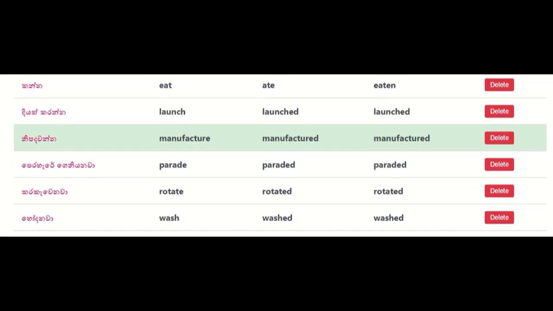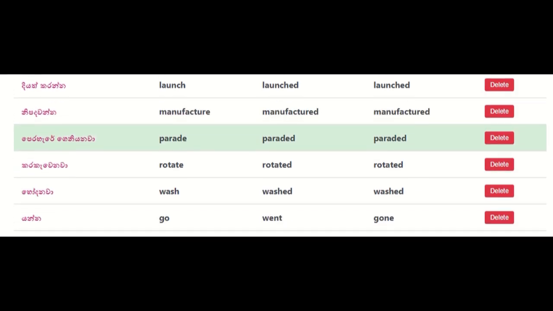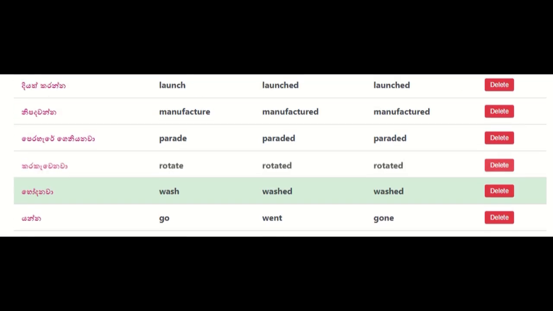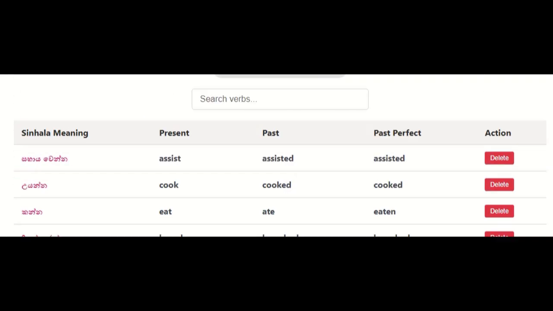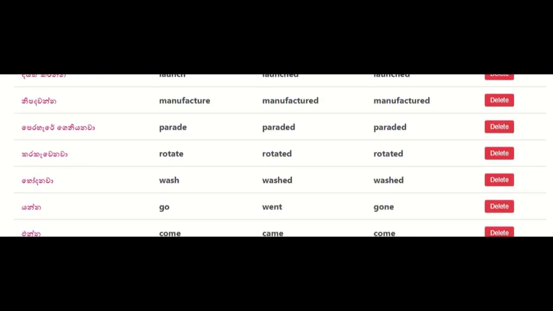Manufacture, manufactured, manufactured. Parade, paraded, paraded. Rotate, rotated, rotated. Wash, washed, washed. Go, went, gone. Come, came, come.